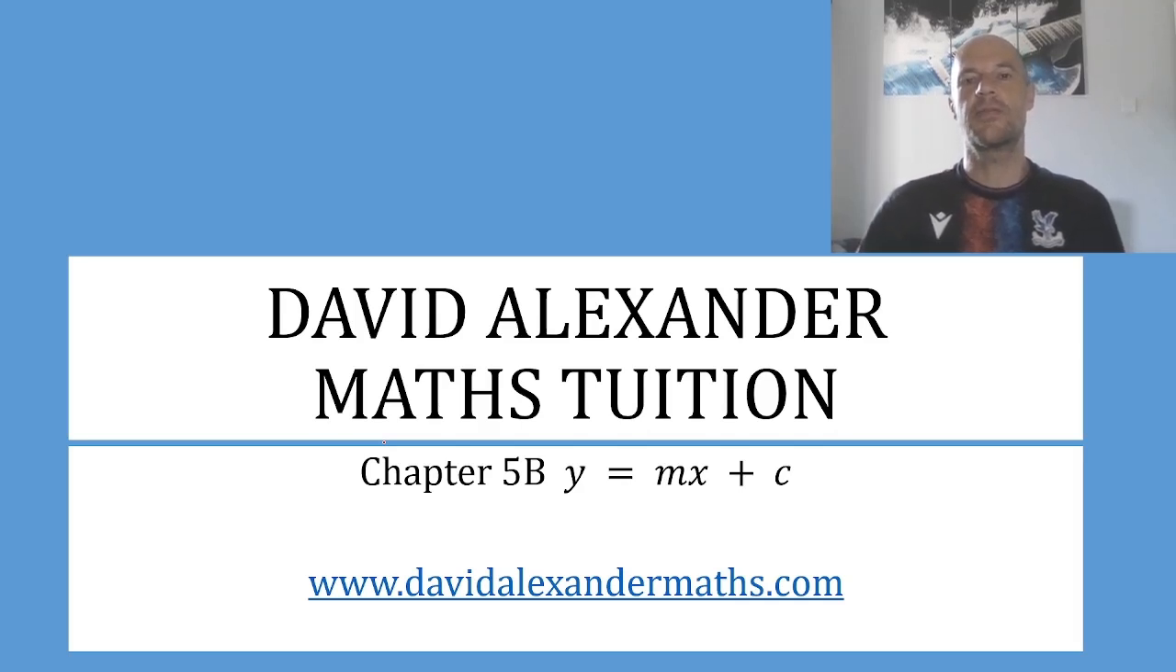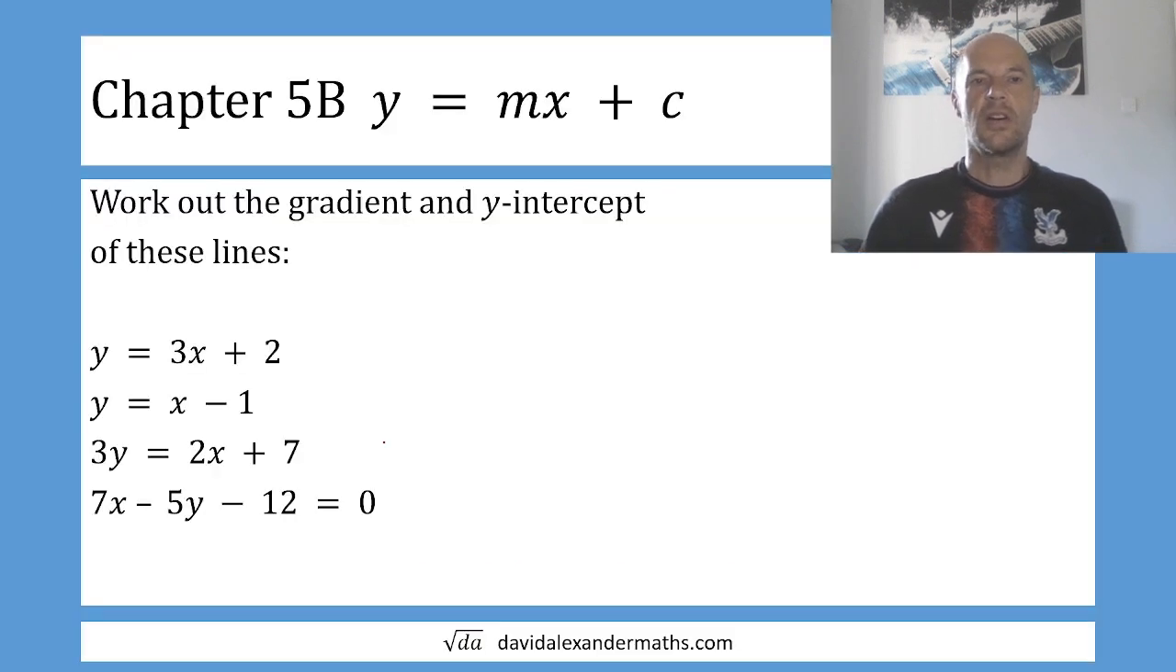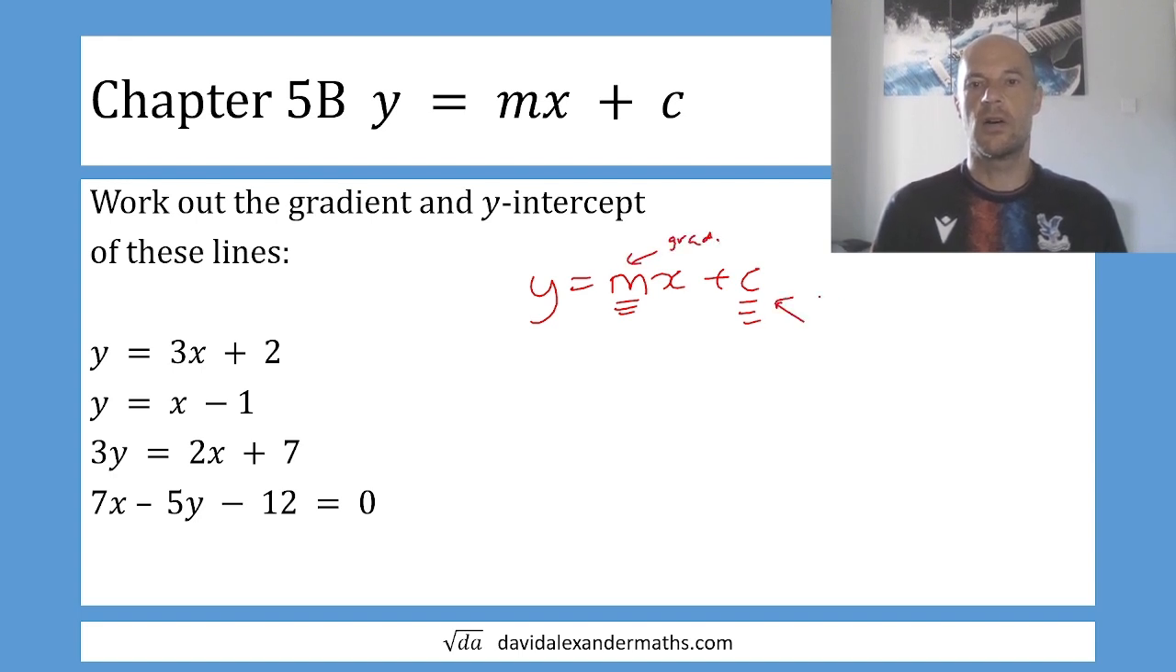This is chapter 5b on y equals mx plus c. We have been asked to work out the gradient and the y-intercept of these lines. We need to remember that the equation of a line is always y equals mx plus c, where m is the gradient and c is the y-intercept. So gradient, y-intercept. Okay, so here the gradient is 3, the y-intercept is 2, which would mean it's got coordinates (0, 2).